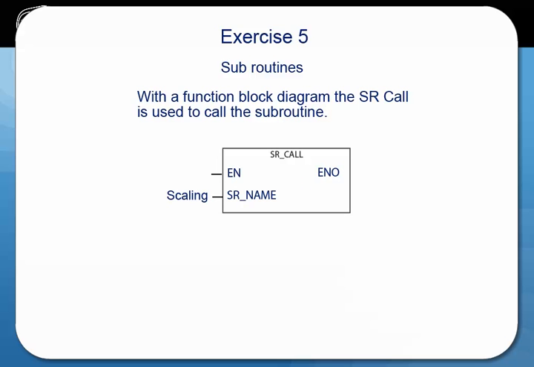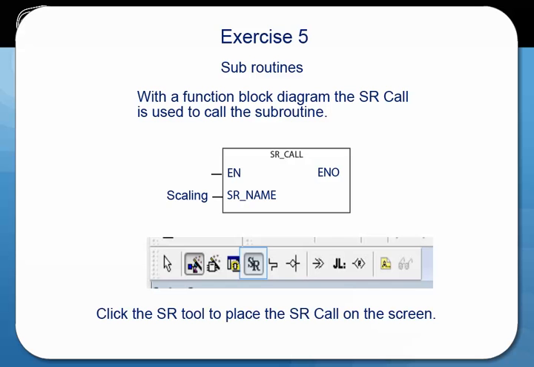With the function block diagram, the SR call is used to call the subroutine. Click the SR tool to place the SR call on the screen. Notice how the enable pin is on by default so that the subroutine call can be conditional. Double-click on the SR name pin to select the subroutine from the subroutine properties window. Your subroutine doesn't have to be a function block if your main program is function block. It can be ladder, structured text, function block, or instruction list.